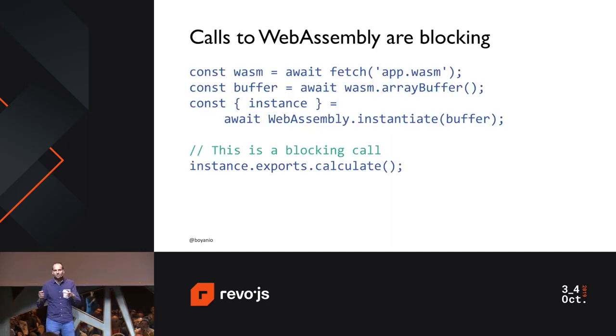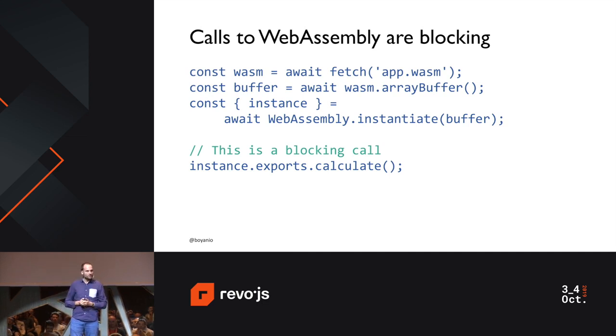So if you had a very simple application to load the WebAssembly module and run it with WebAssembly.instantiate, we can call one of the exported methods from WebAssembly. This will be a blocking call. So if you do some kind of computation there, the browser will freeze. And that's not really nice for our end users. We don't really want to do this.